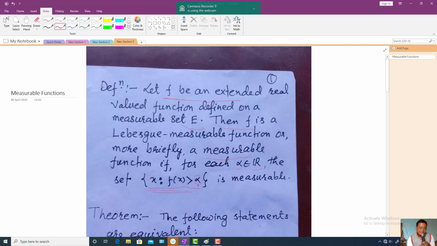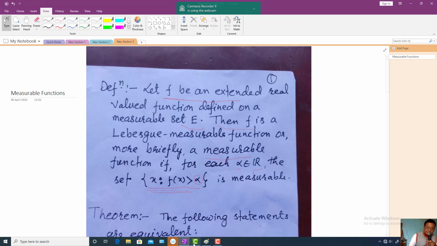Okay, for each alpha in R, if this set is measurable, then we say that this function is a measurable function. Okay, that is the definition. So what is a measurable function? For each alpha, if the set of x such that f of x is greater than alpha is measurable, then the function is a measurable function. Okay, so this is the definition of a measurable function. Now let us draw some diagram.